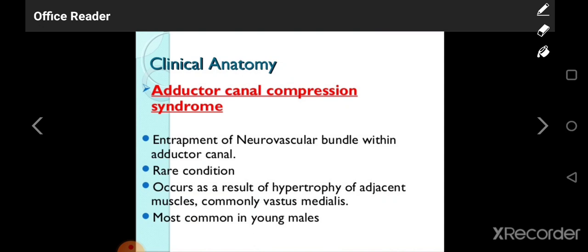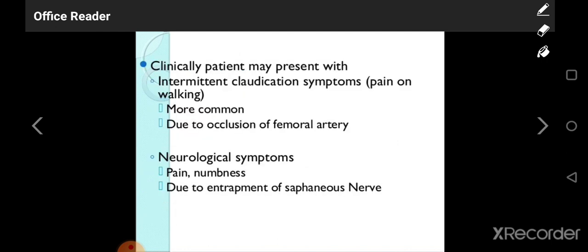Now comes the applied anatomy. Adductor canal compression syndrome is the entrapment of the neurovascular bundle within the adductor canal. It is a rare condition and occurs as a result of hypertrophy of adjacent muscles, commonly the vastus medialis. It is most common in young males. Clinically, the patient may present with intermittent claudication symptoms like pain on walking, due to occlusion of the femoral artery. The neurological symptoms include pain and numbness because of entrapment of the saphenous nerve.